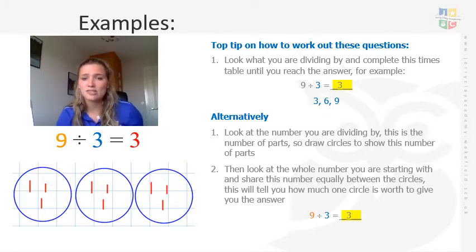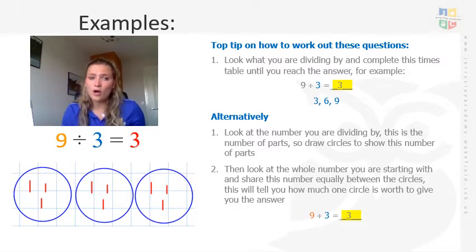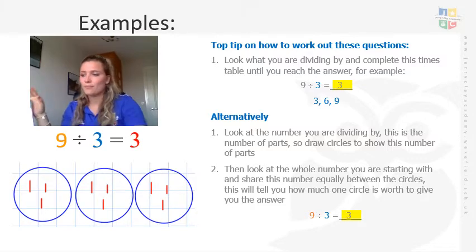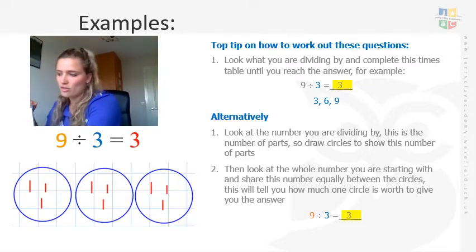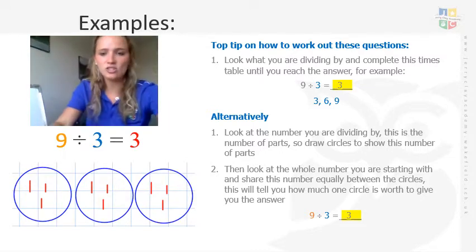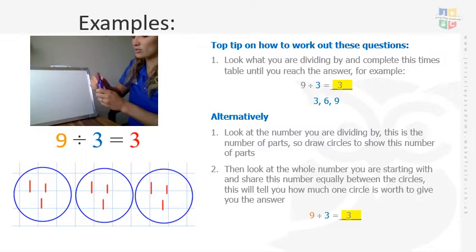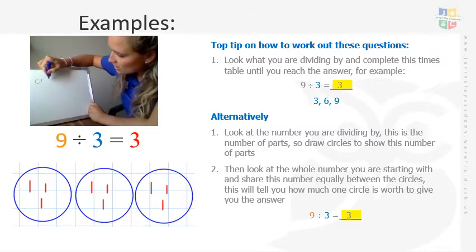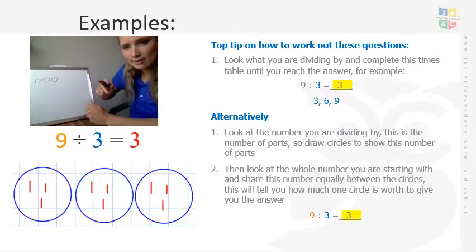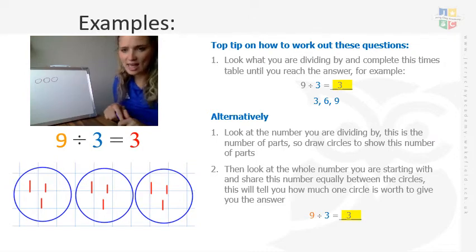Alternatively, we can use the circle method. So we know our whole number is 9, and if we're dividing by 3, that means there's going to be 3 parts. So I can draw 3 circles to show the 3 parts. So I'm going to show you on here, just like on there. I'm going to draw 3 circles: 1, 2, 3. Then I want to share my 9.